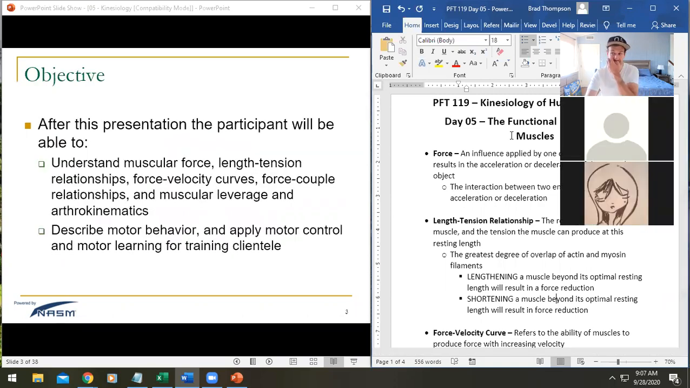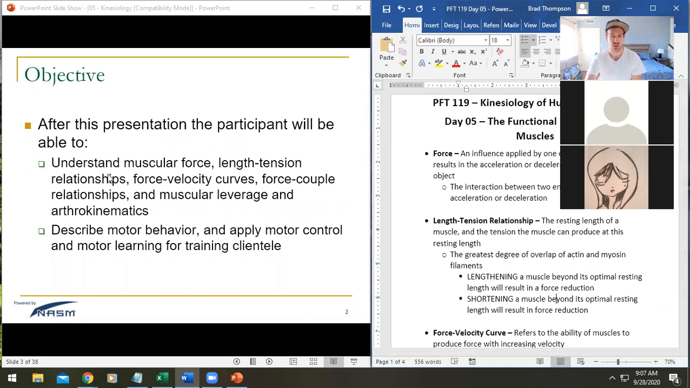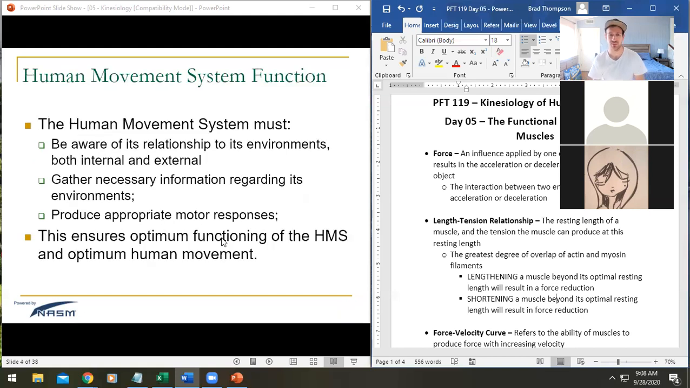So today's lesson is really where we are diving into understanding force, the difference between length-tension relationships, force velocity curves, so like when force is at its highest versus when it's lowest, force couples, so muscles working together, and leverage and a little bit of joint motions. And then we're going to understand motor behavior, so how we move, motor control, motor learning, like how our brain actually learns new movements. So it's a really fun one today. So yeah, I'm excited to dive in.